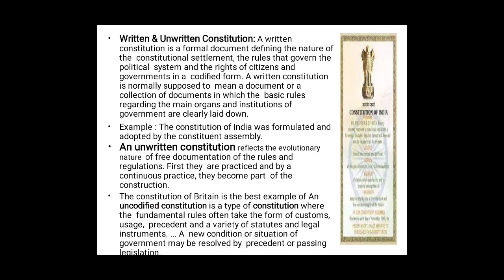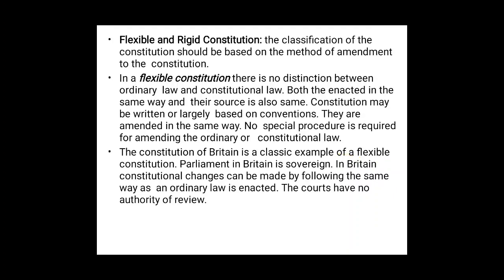An unwritten constitution reflects the evolutionary nature of the rules and regulations, without formal documentation. First they are practiced, and by continuous practice they become a part of the constitution. The Constitution of Britain is the best example of an uncodified constitution. It's a type of constitution where the fundamental rules often take the form of customs, usage and precedents, and a variety of statutes and legal instruments. New conditions and situations of government may be resolved by precedent or by passing legislation.